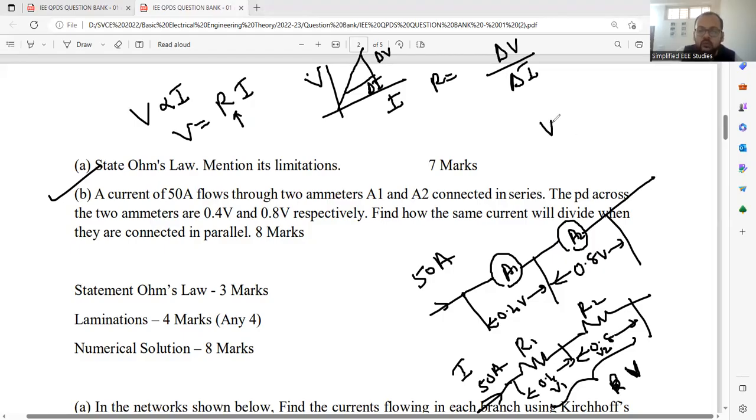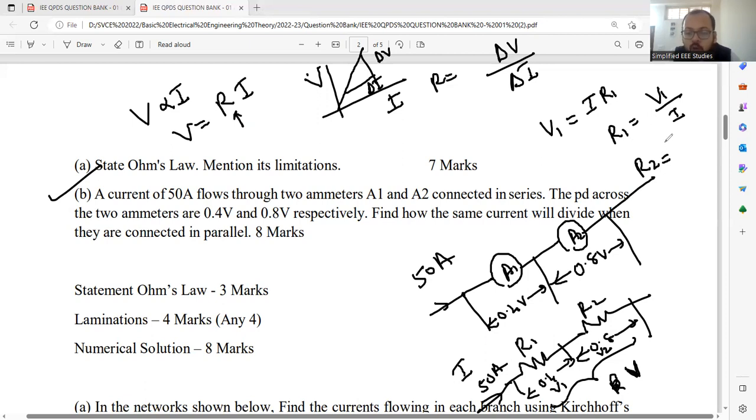How to calculate voltage across R1? That is V1. V1 is equal to I into R1. That is the formula, right? From this, you can calculate R1. R1 is equal to V1 divided by I. I will not change because it's a series circuit. So you can calculate R1. Fine. Likewise, you calculate R2.